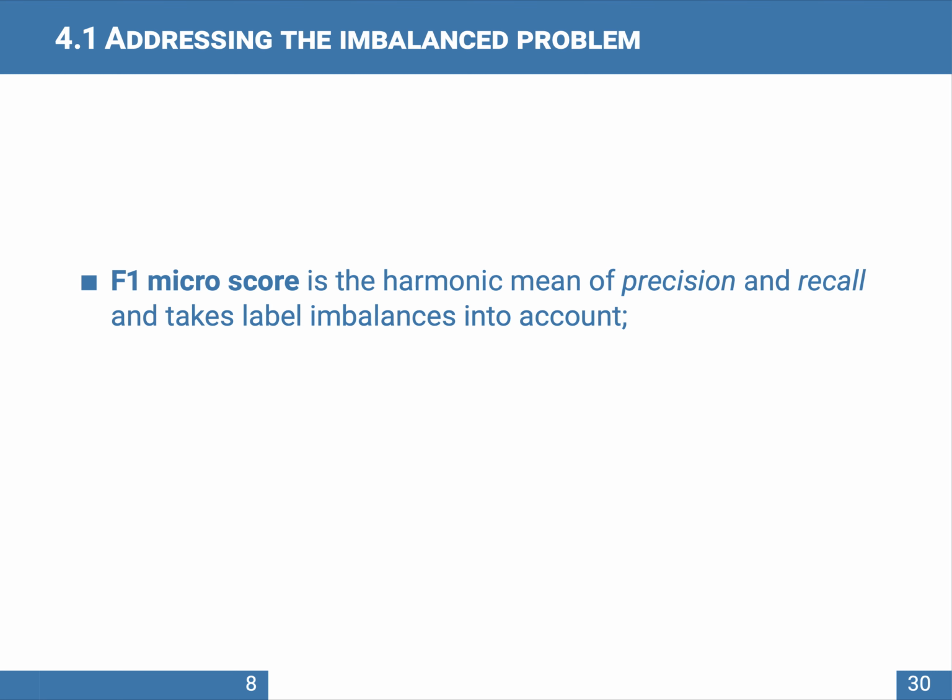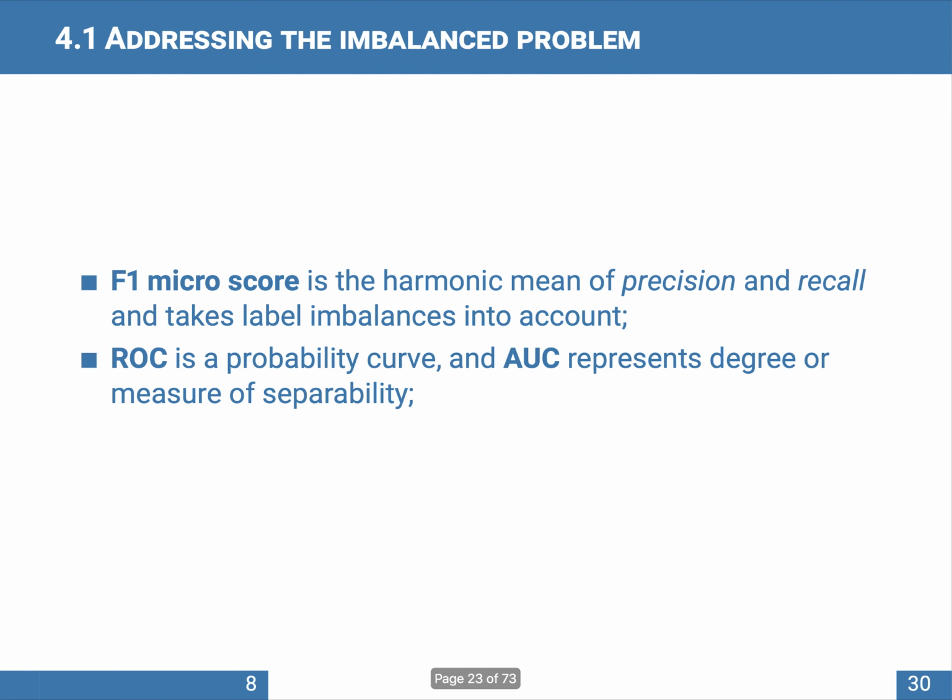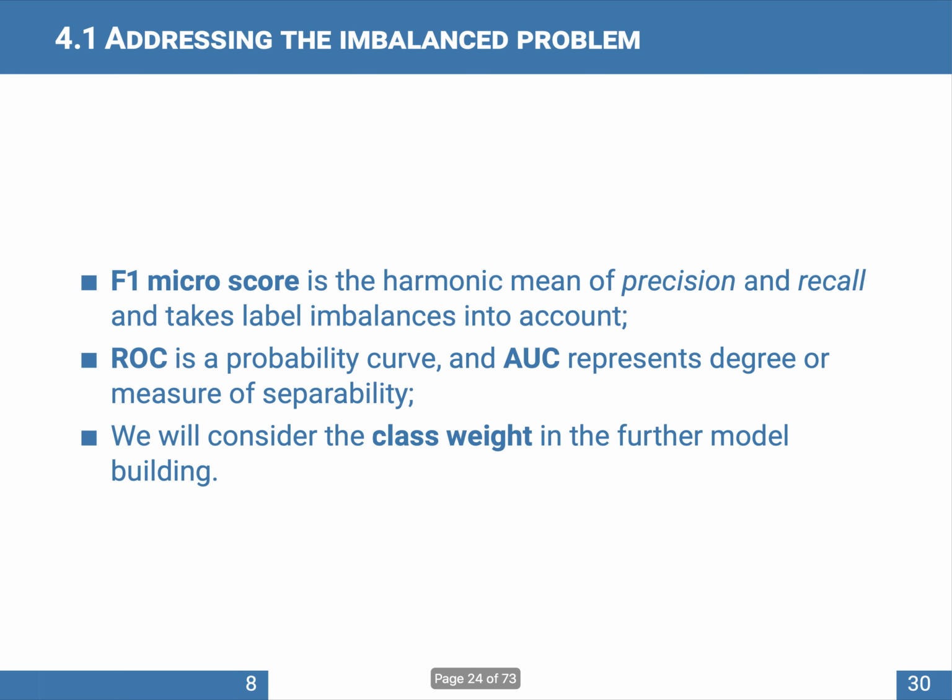So the first one is the F1 micro score, which is a harmonic mean of precision and recall and takes label imbalances into account. And then there is ROC-AUC. ROC is a probability curve and AUC represents the degree or measure of separability. Besides these, we'll consider the class weight in the further model building.